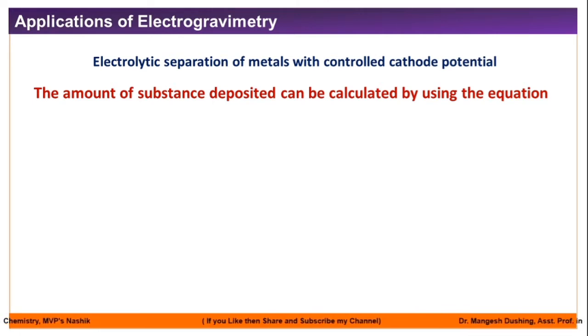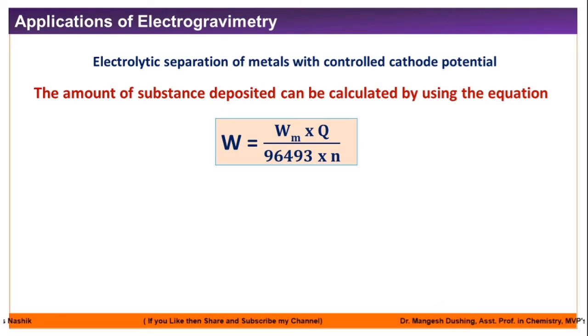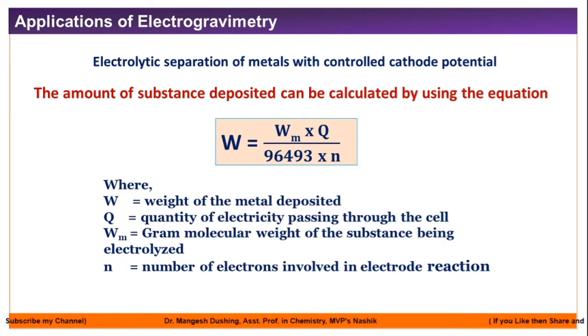The quantity of electricity can be related to the weight of the substance deposited on the electrode during electrolysis. So the formula is given: W = Wm × Q / (96,493 × N). In this formula, W is the weight of metal deposited on the electrode. Q is the quantity of electricity passing through the cell, that is current in ampere times time in seconds. Wm is the gram molecular weight of the substance being electrolyzed, while N is the number of electrons involved in the electrode reaction.